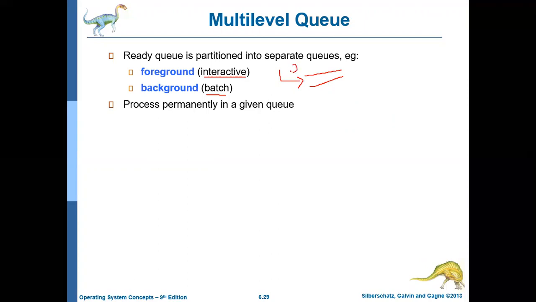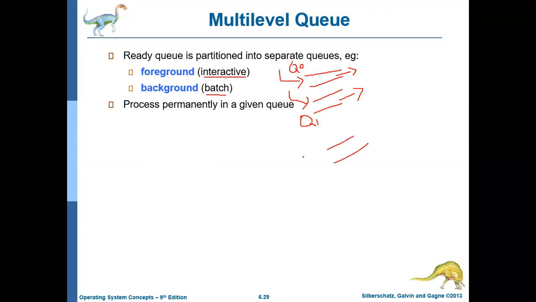For example, if there are two queues, Q0 and Q1, whenever an interactive foreground process comes, it will go into Q0. And whenever a batch process or a background process comes, it will always go into Q1. So the operating system divides the ready queue into multiple queues, and it permanently assigns processes of a particular type to a particular queue. Further, these different queues may follow different scheduling algorithms.